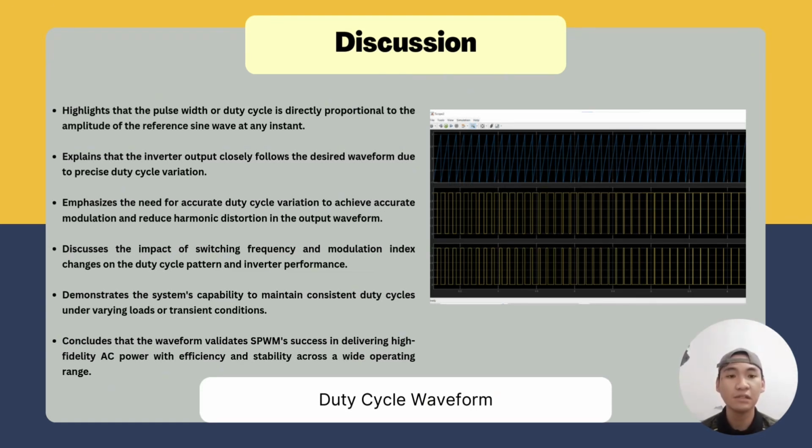The variation of this duty cycle should be very accurate for accurate modulation and to reduce harmonic distortion in the output waveform. It highlights how any change in switching frequency or modulation index could be impactful regarding the pattern of the duty cycle, which such factors inherently affect the inverter performance and consequently the AC waveform to be generated. This waveform therefore becomes a witness to the success of SPWM in supplying high fidelity AC power with efficiency and stability across a wide operating range.